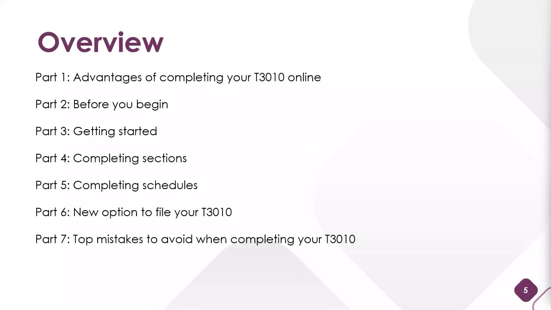The presentation will start out with a brief overview of the advantages of completing your T3010 online with My Business account. Then we'll discuss a few things to consider before you begin. We'll also do an overview of how to log into My Business account, or MyBA for short, and how to find the digital return. But we will not be going over how to register for MyBA. If you need help registering for MyBA, you can consult our web pages or call our client service representatives. In the meantime, this presentation should be informative for you.